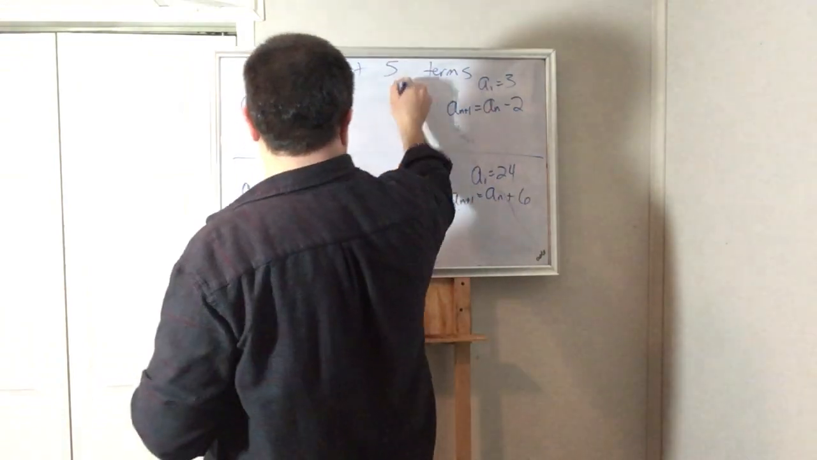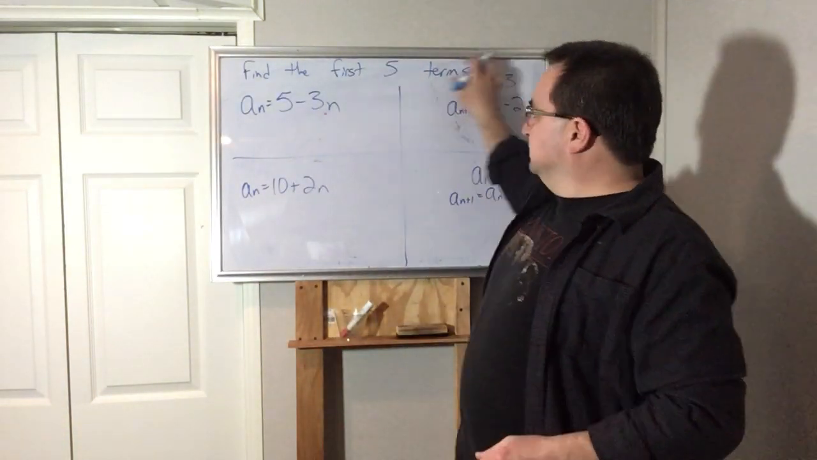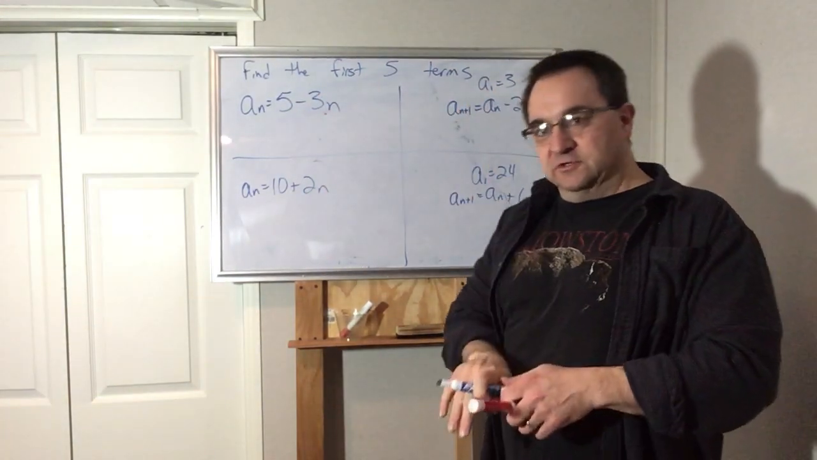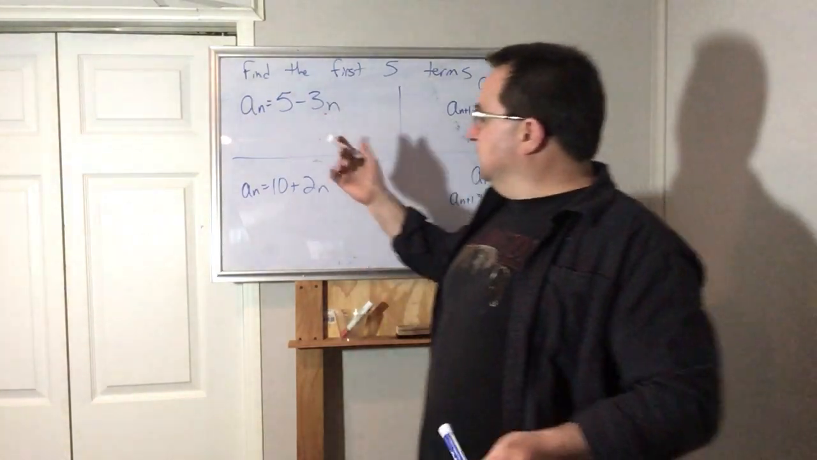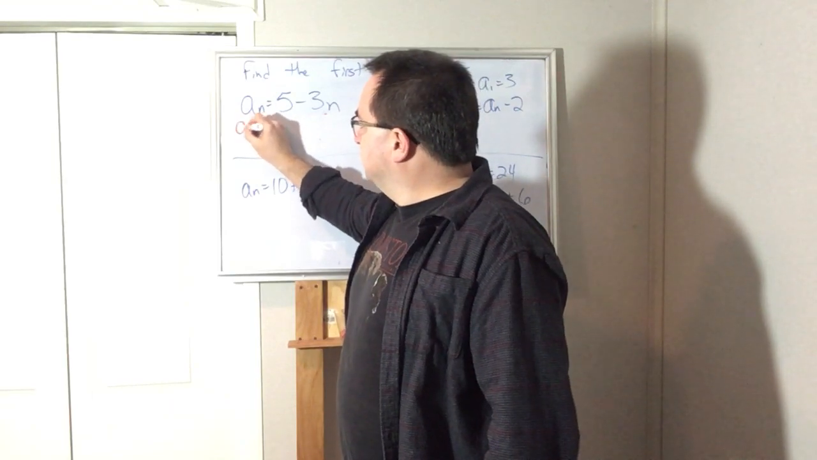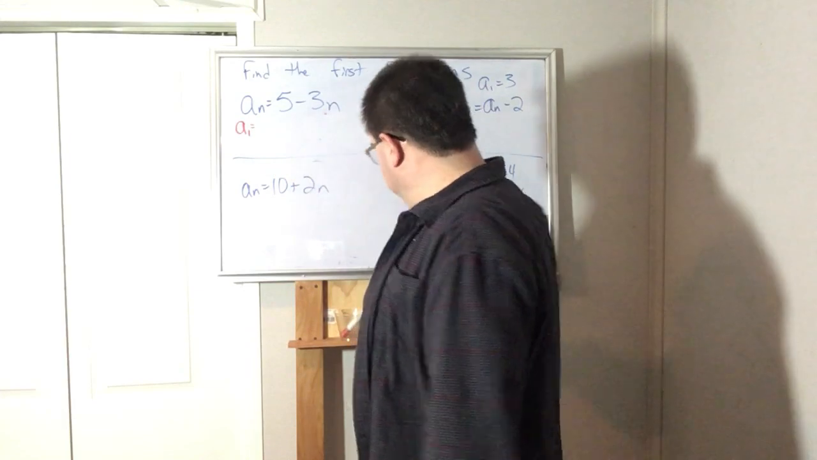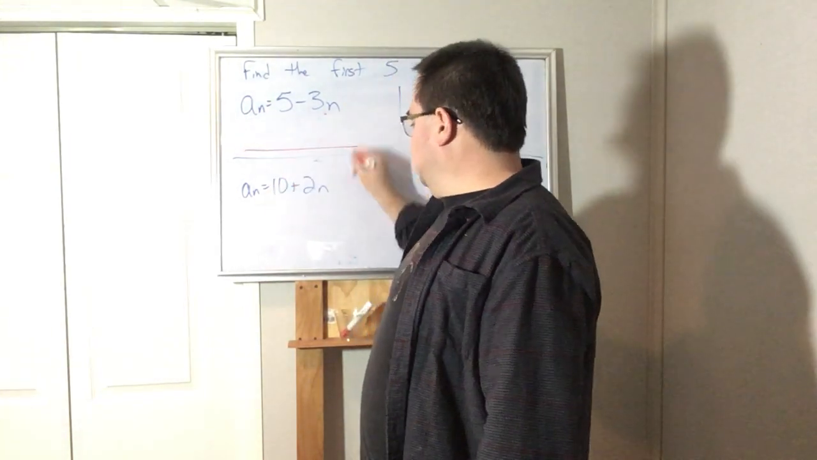Now this is 4 separate problems. Imagine you're taking the test. Find the first 5 terms. This would be separate problems. So your job would be to list the first 5 terms of the sequence. So here we go. The first term, I'll do my work over here. I'll put my answer right here.